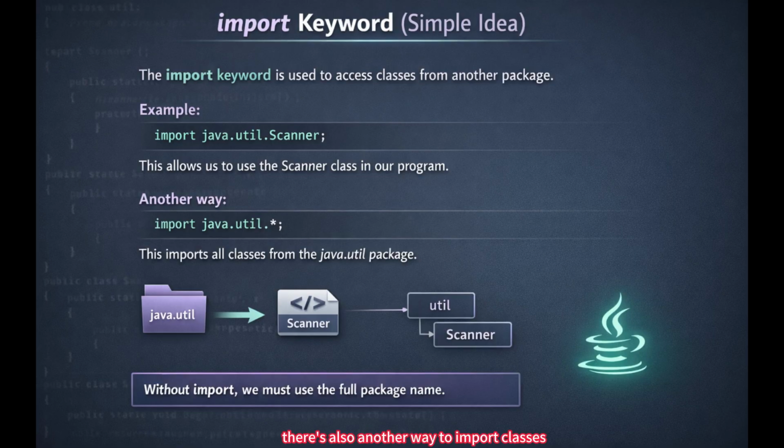There's also another way to import classes. Instead of importing one class at a time, we can import all classes from a package using the asterisk symbol. For example, import java.util.*. This line imports all the classes inside the java.util package, like ArrayList, Date, Scanner, and more. It's a quick way if we need multiple classes from the same package.